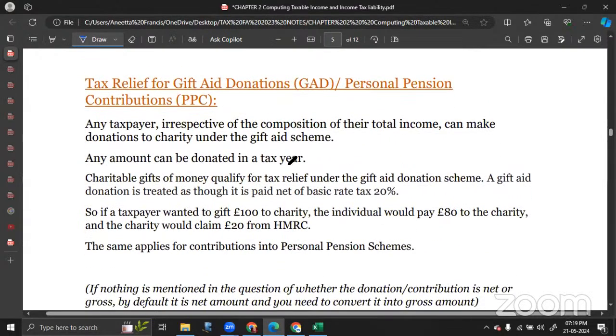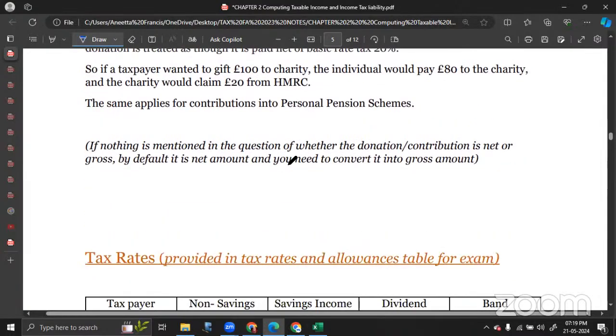So gift aid donation and personal pension contribution amounts will be given in the question. Just make sure whether they've given you the net amount or the gross amount. If nothing is mentioned, it is the net amount, convert to gross amount. If the gross amount is already given to you, directly take that.